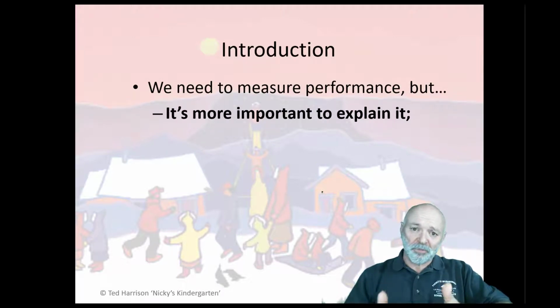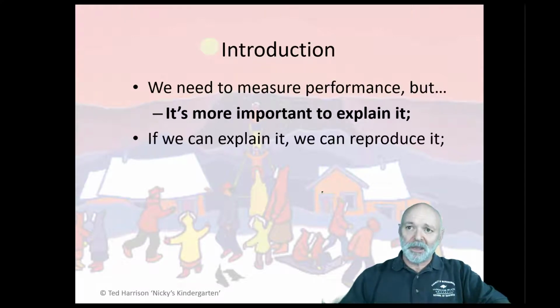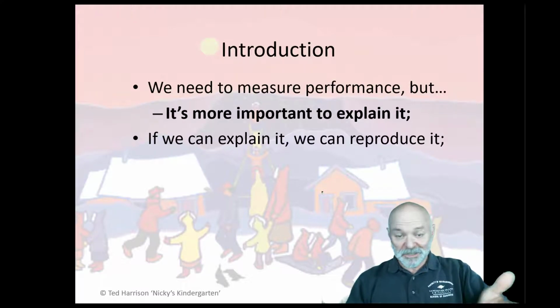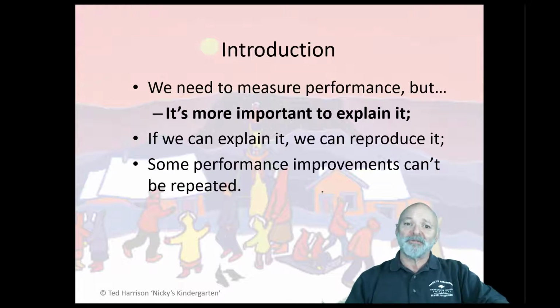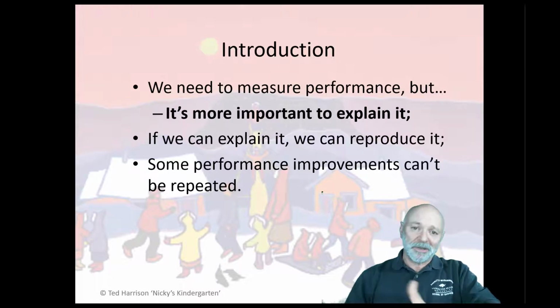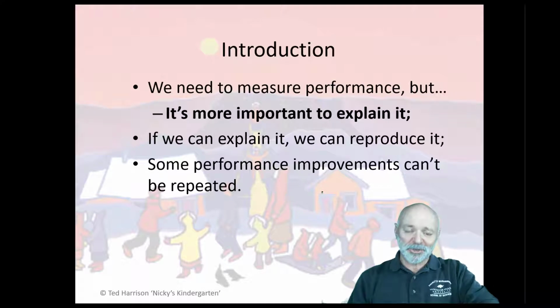Performance measurement is important. We have to have a metric that tells us whether we're doing better or worse. But more important than recognizing performance, we need to explain it, because if we can explain it, we can reproduce it. Sometimes we have performance successes, failures that can't be reproduced, effectively one-off events. For example, if you win the lottery, that's a great way to get rich, but it's very hard to count on doing that 2 or 3 times in a row unless you have some special secret.